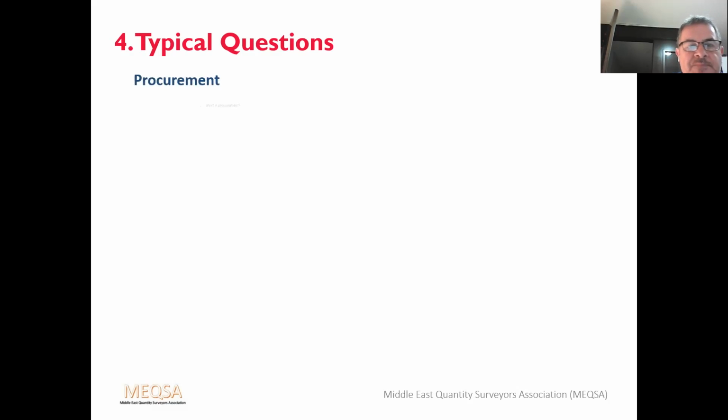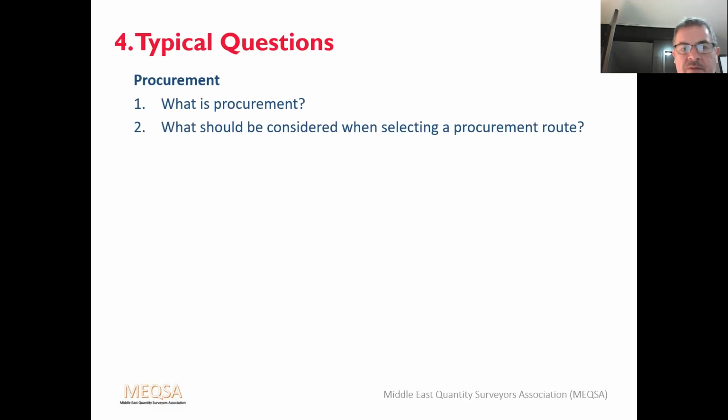Okay, procurement. What is procurement? Well, in a simple answer, it's the overall process of acquiring construction work or services. What should be considered when selecting a procurement route? The specifics of the project and the client objectives regarding cost, time, control, quality and risk. So that question could be couched in any sort of way, but basically you say, on the project you worked on, why did you use this particular procurement route? And then they would say, and what were the client objectives? So you should be able to list it for your own project.